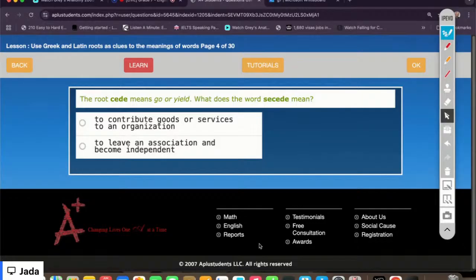Okay, so we have the root ced, which means to go or yield. What does the word secede mean? To contribute goods or services to an organization, or to leave an association and become independent?